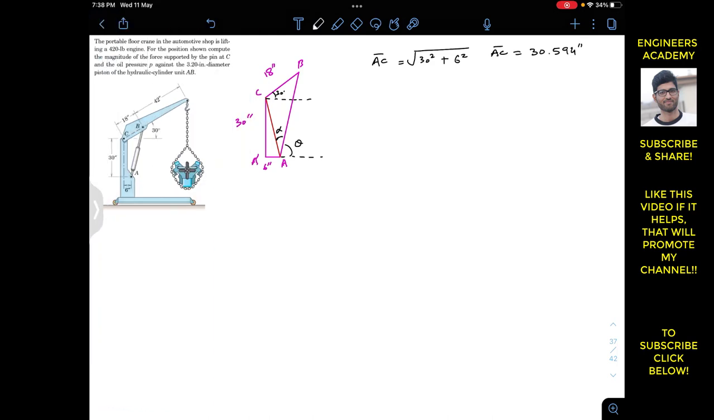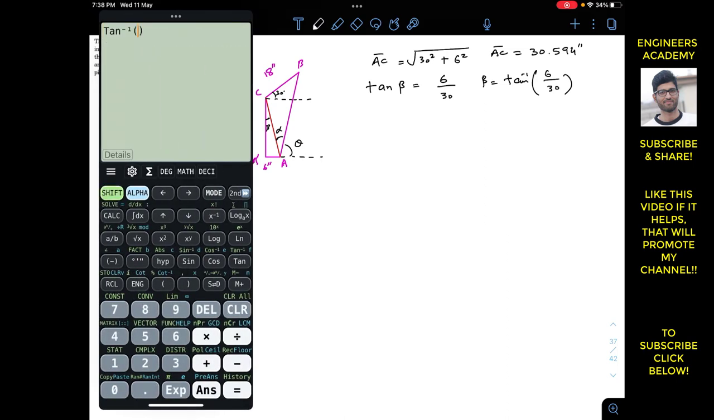Now we know AC. Now what about this angle? We can find this angle. Let's say this angle is beta. That beta angle can be found by applying tan beta. So tan beta will be equal to perpendicular over base. Now this is our perpendicular, this is our base. So tan beta will be 6 divided by 30, and we can find beta by taking tan inverse of 6 divided by 30, which gives us 11.309. So beta is approximately 11.31 degrees.